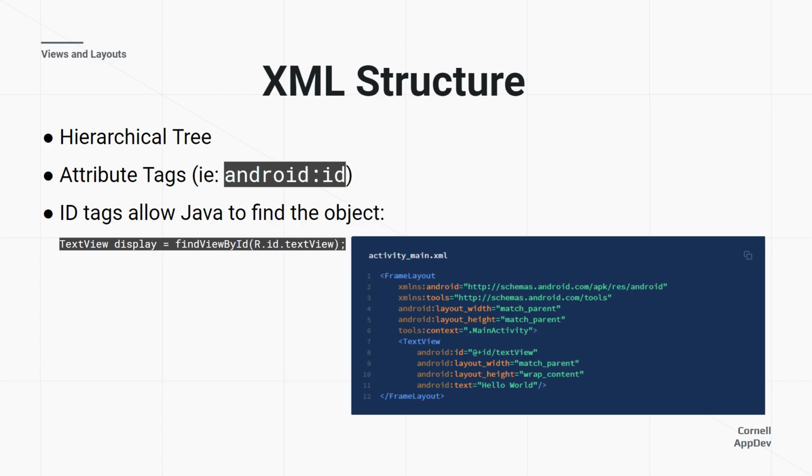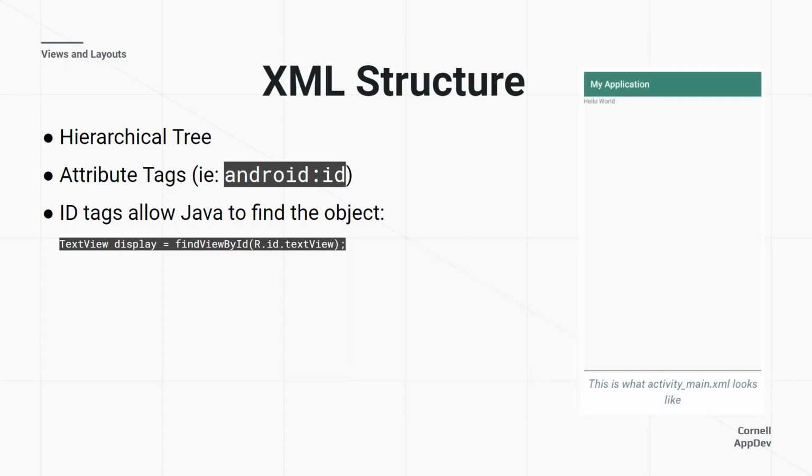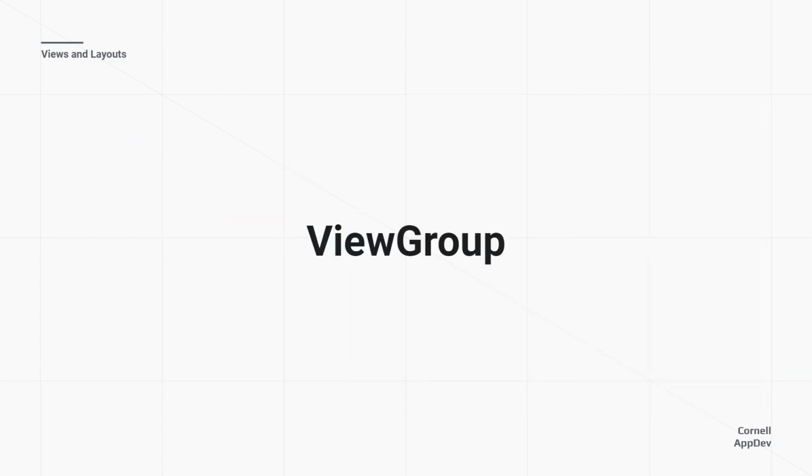Okay, so here are all the tags inside the frame layout. It has tags for how wide it's going to be and how high it's going to be. And you'll notice that the text view has an additional tag, android:id. The ID tag is how you find parts of a layout inside your code. So your ID tags allow Java to define the object. So the TextView displays R.id.textView. Cool.